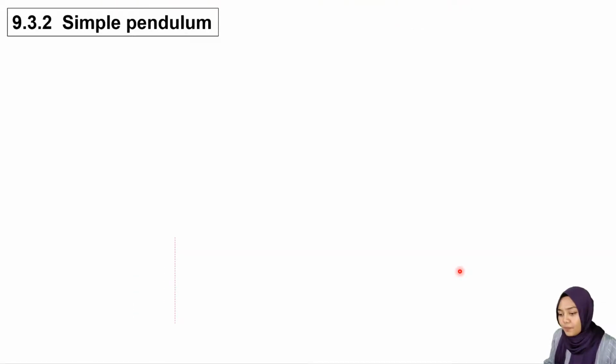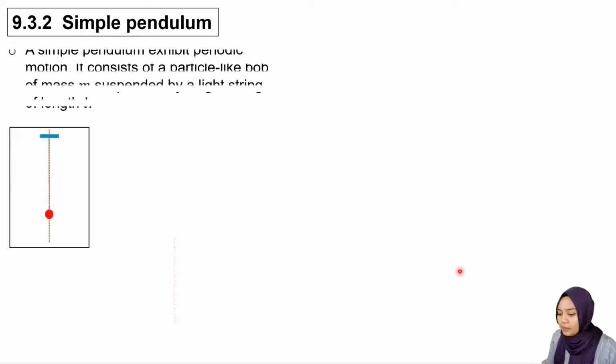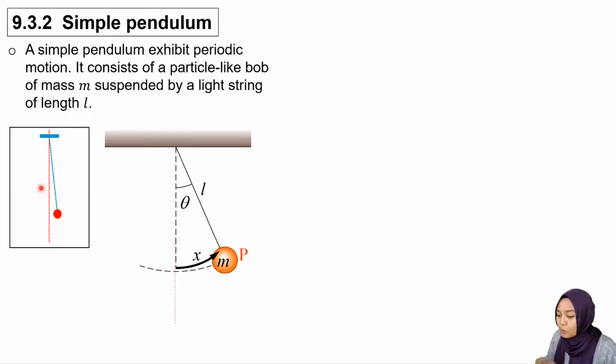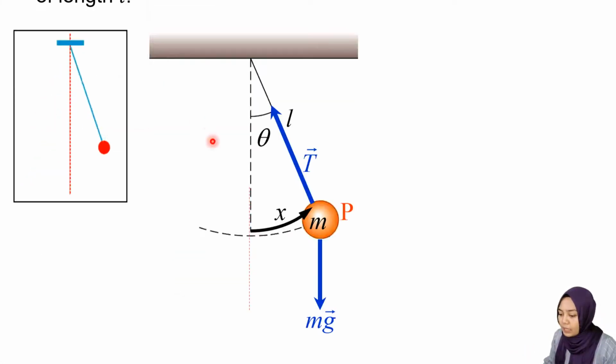The next system, the second system, is the simple pendulum. So you look here, this is a simple pendulum. It exhibits a periodic motion. It has a mass like this, and a constant length of string. So when we raise it to a certain height and put it in a free body diagram, we have tension and we have weight over here.